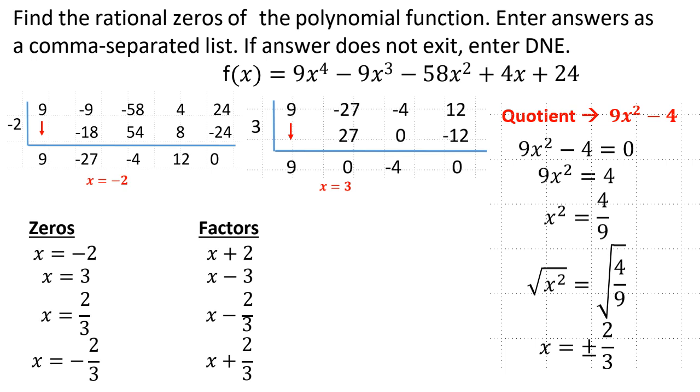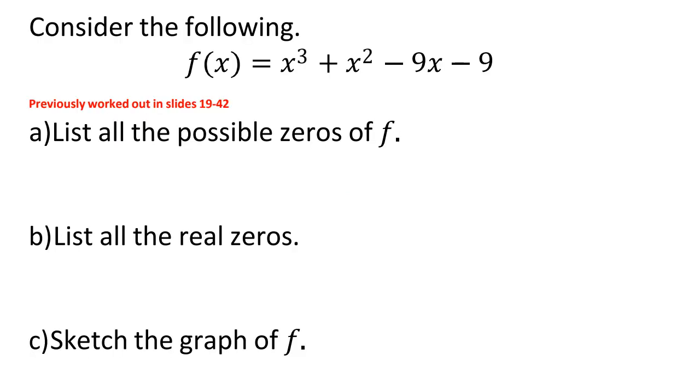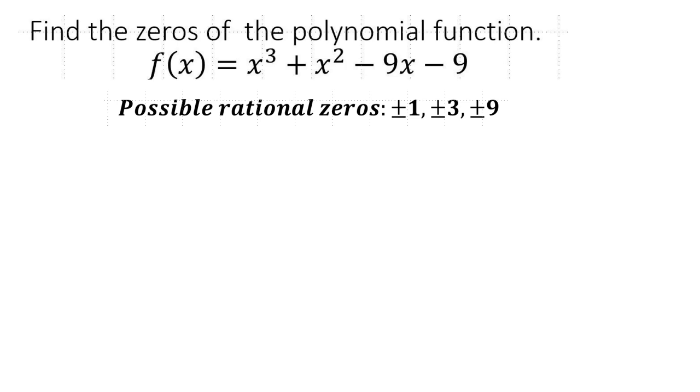All right. So again, just to review and to recap, the first problem says list the possible zeros of f. Again, what they're asking me to do is to use my rational zero test to find the possible zeros. Again, the constant of this term is 9.